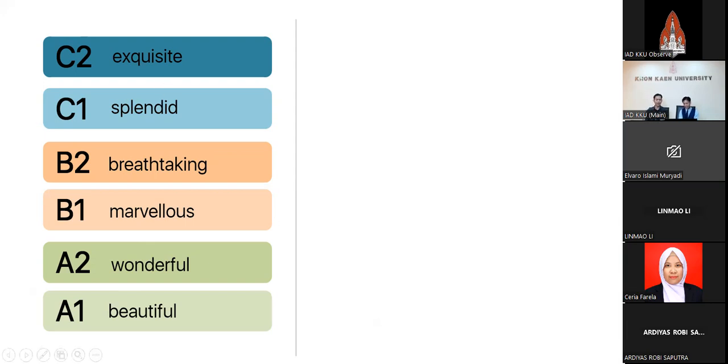What does it mean by that? It means that if your level is high, you might understand the meaning of exquisite. But for example, if you don't know the meaning of marvelous, probably only up to wonderful, then your level will be A2. But if you understand marvelous but you don't know breathtaking, it means your level is B1. I know splendid, but for C1, I never heard before. I think I only know splendid and beautiful.